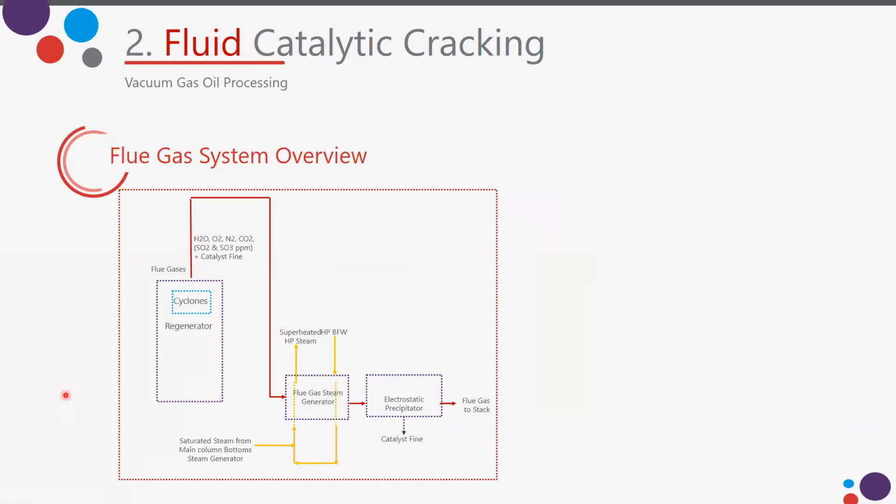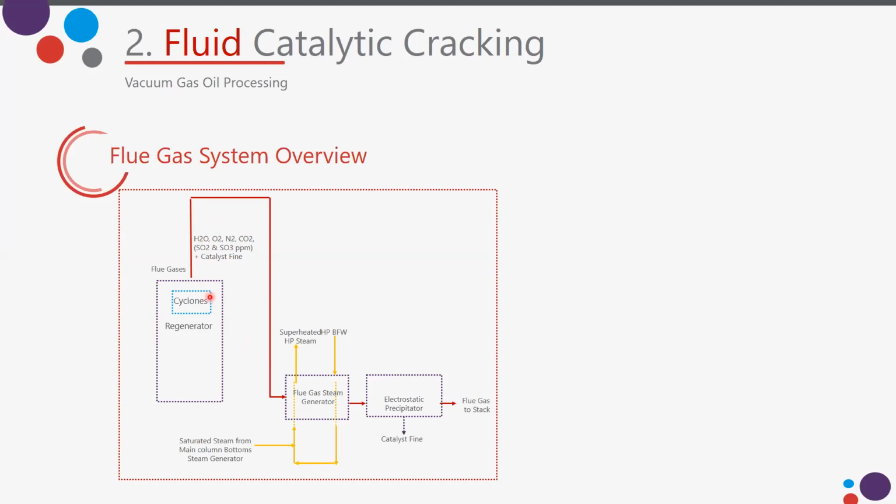Remember that we have in our regenerator the flue gases from the combustion of the coke. These flue gases have this composition: we will have water, oxygen, nitrogen, CO2. We'll have some SOx, and we will have some catalyst. I have not said it, but we will see later that this regenerator goes to complete combustion. We don't have CO here in normal operation, but we will have CO2.